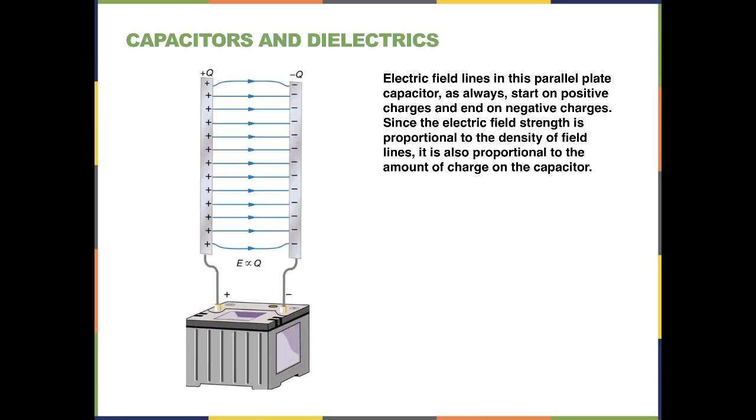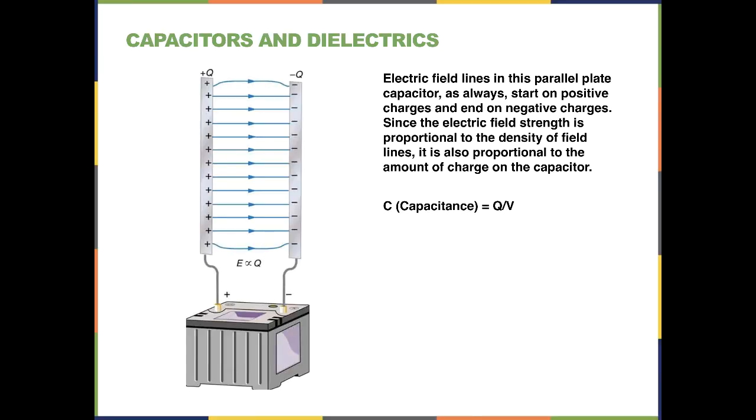The field lines of a parallel plate capacitor start from the positive side and end on the negative side. The field strength is proportional to the density of the field lines. It is also proportional to the amount of charge on the capacitor. That is to say that the greater the charge on the capacitor, the greater the electric field and the greater the number of field lines.